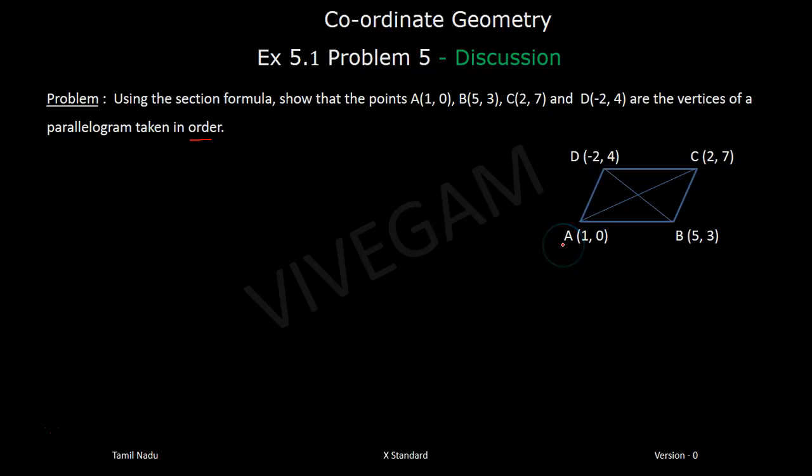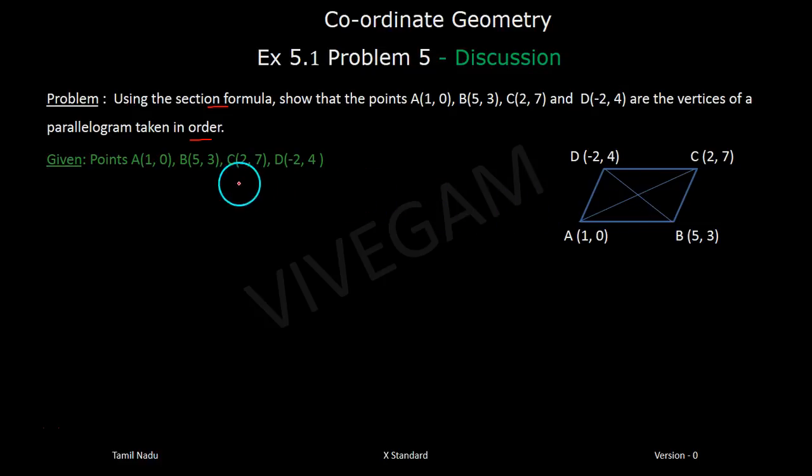Now, they have given the 4 vertices and they are asking us to show that it is a parallelogram by the section formula. In a parallelogram, the midpoint of AC is equal to the midpoint of BD. So find the midpoint of AC using the midpoint formula. Similarly, find the midpoint of BD using the midpoint formula and see whether both are equal.